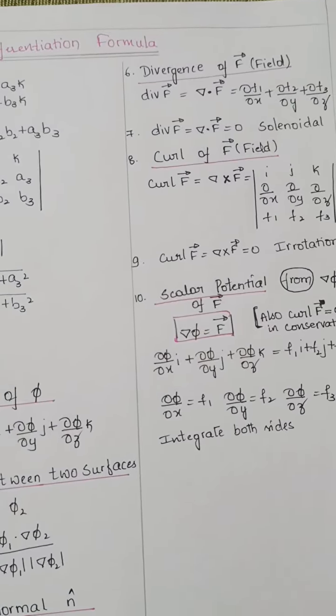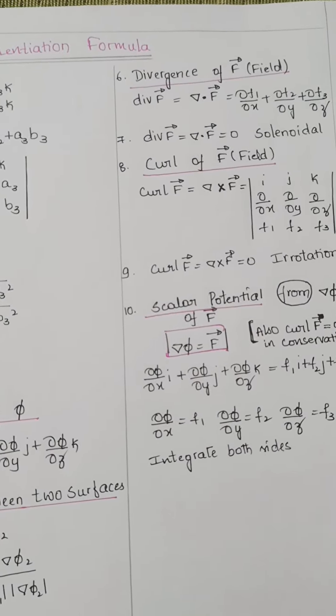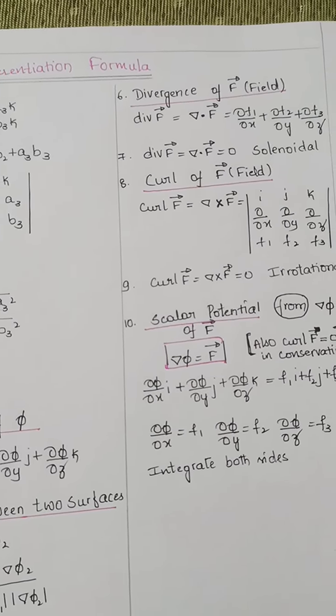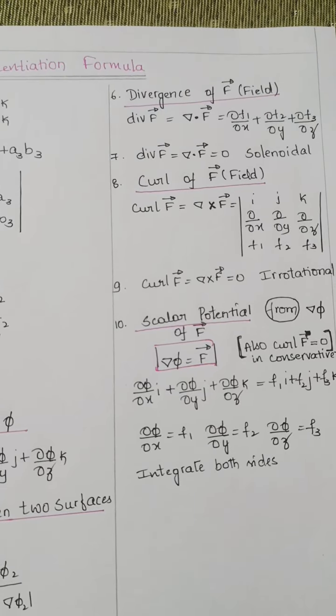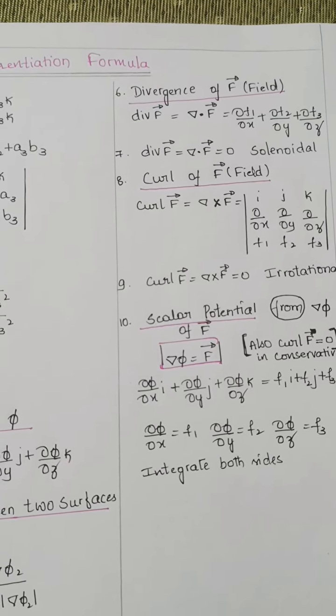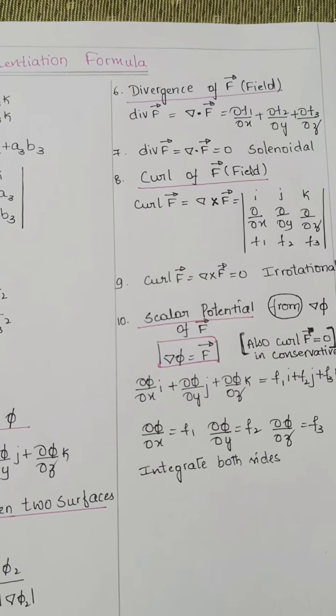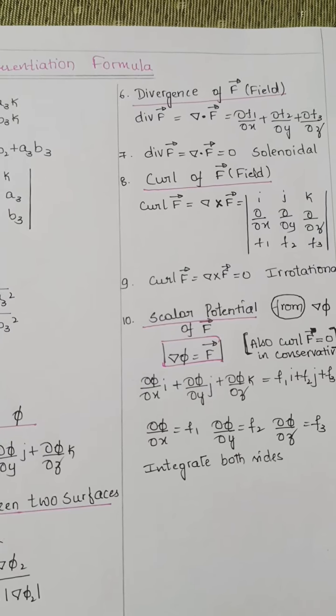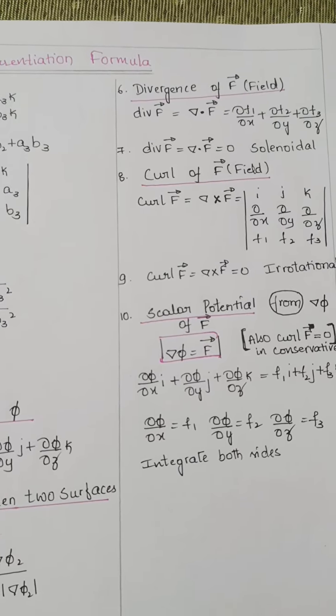Next, divergence of a field F will be div of F is equal to dou F1 divided by dou x plus dou F2 by dou y plus dou F3 by dou z. Now, if the divergence is 0, we call it solenoidal.